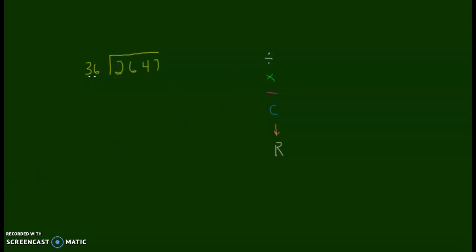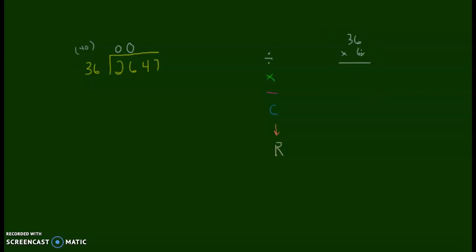How many groups of 36 can I get from 2? Can't get any. So now I'm going to look at 26. I can't get any groups of 36 from 26. So now I have to go out to 264. Now in my head, I'm going to think about this as being close to 40. And I'm going to look at the tens place. So how many groups of 4 can I get from 26? And that's about 6.